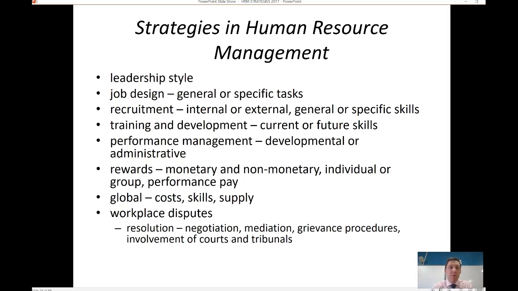In the previous video, we looked at recruitment, specifically internal recruitment versus external recruitment, and also recruiting for specific skills. In this video, we're going to move on to training and development, looking at training and development in terms of the current or future skills.